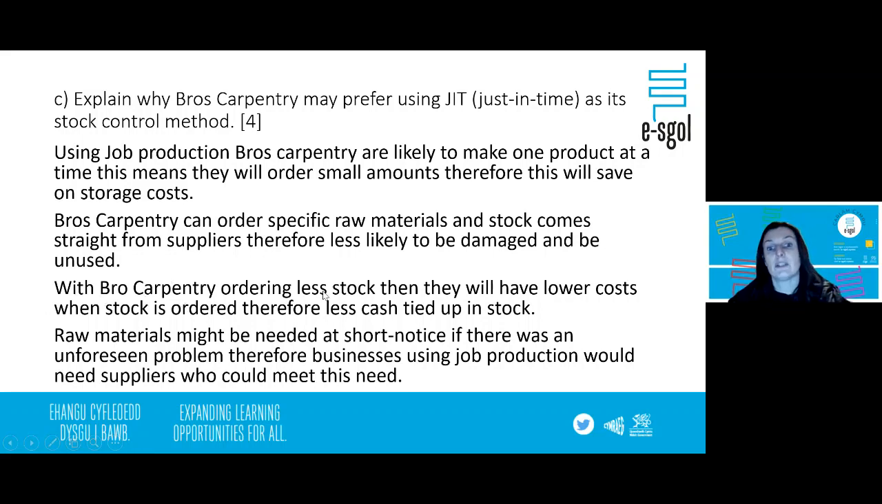With Brose Carpentry ordering less stock, they will have lower costs when stock is ordered, therefore less cash tied up in stock. And raw materials might be needed at short notice if there was an unforeseeable problem. Therefore, businesses using job production would need suppliers who can meet this need.